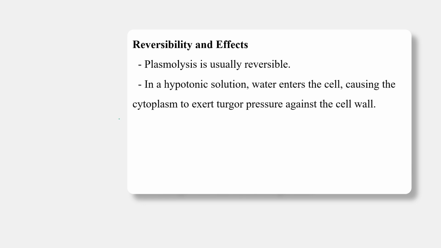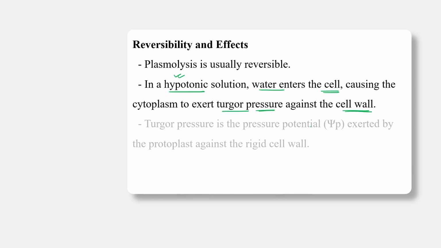Now, the reversibility effect. This plasmolysis is usually reversible. If we put that particular plant cell in the hypertonic solution, it shrinks, but if we change the solution and replace that hypertonic solution with a hypotonic solution, then water enters inside the cell, causing the cytoplasm to exert a turgor pressure against the cell wall in the hypotonic solution.